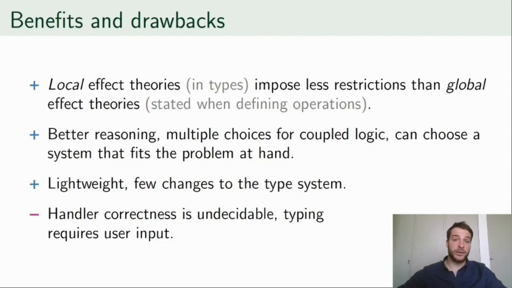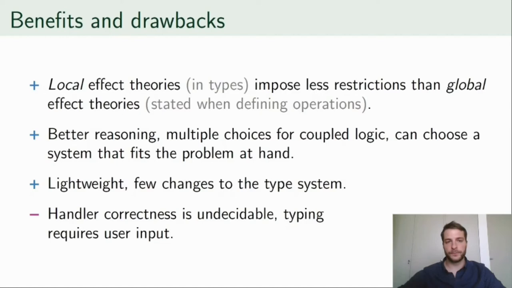Local effect theories impose less restrictions than global ones, and we consider them an all-around improvement over global theories. Equations are vital for reasoning about effect behavior, and the type system can also be coupled with different kinds of logic, so we can use a system that fits the problem at hand. If we use local effect theories, the changes to the language are rather minor, and the resulting system is also easy to use. We do not need to switch to denotational semantics or to a full-fledged dependently typed setting. The drawback is clearly the need for user input when typing handlers, but handler definitions are the only point where this is required, so most of the work is still automated.